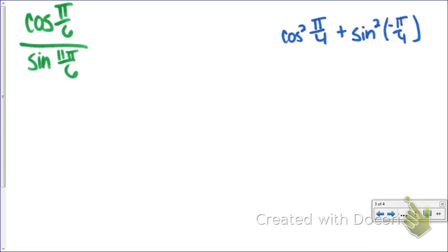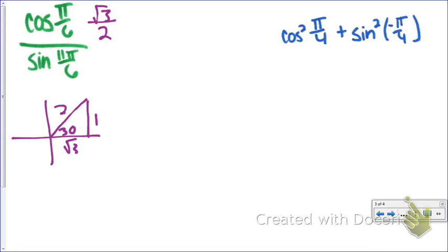So for example, this very first one, it's the cosine of pi over 6 divided by the sine of 11 pi over 6. So in order to figure this out, what I need to do is find both of those exact values. So I'm going to start with the cosine of pi over 6. I'm going to draw a pi over 6 angle, which means my reference angle would be 30. Connect it to the x-axis. Fill in my values. And I want the cosine, so that is the adjacent over hypotenuse.